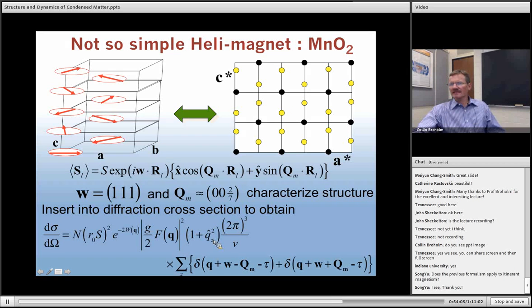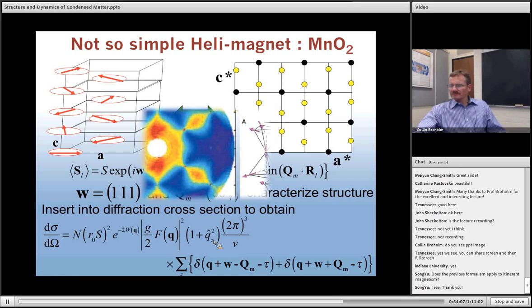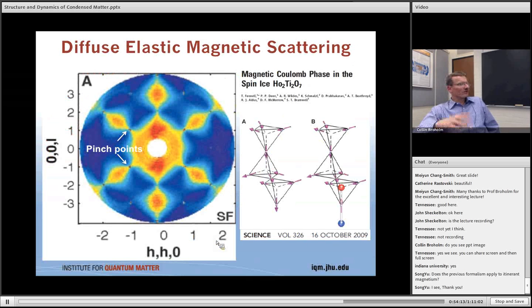So that was the Heli-magnet, and let's see. I wanted to point out that not all magnetic structures are periodic structures. And in fact, some of the structures that we're more interested in nowadays are specifically not periodic. That's the case for something called spin ice.